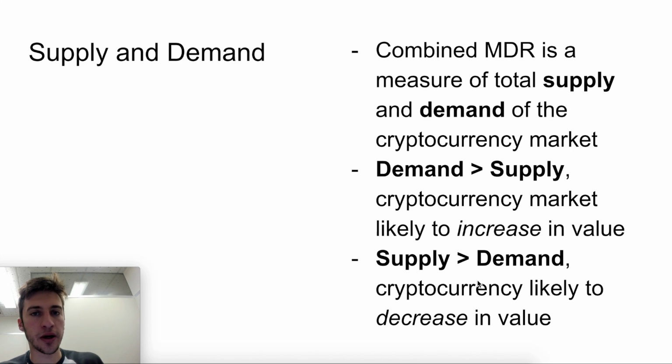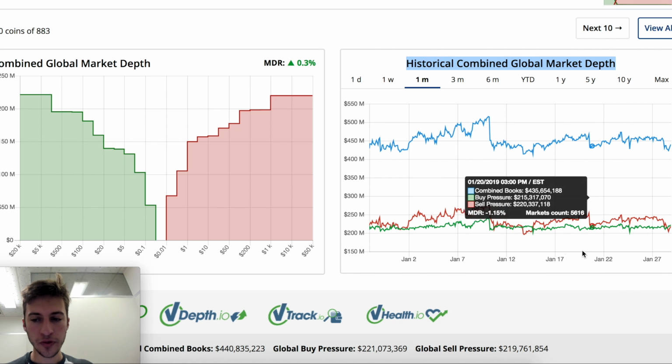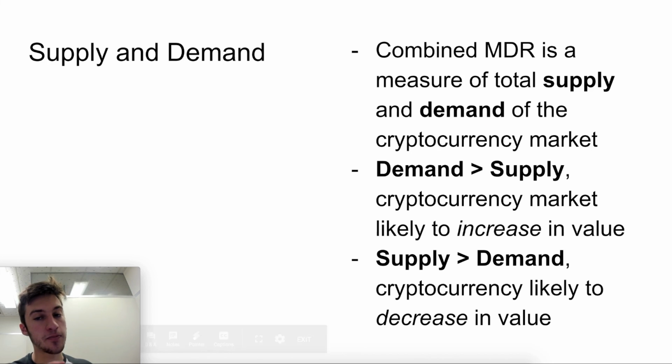Now, when bids are greater than offers, or when demand is greater than supply, we'd expect... So when the green is higher than the red, that shows that the demand is higher than supply for the overall crypto market depth. But of course, you can extrapolate these rules onto any specific bids and offers for any altcoin as well. And when we see that demand is greater than supply, we'd expect that the cryptocurrency market is likely to increase in value.